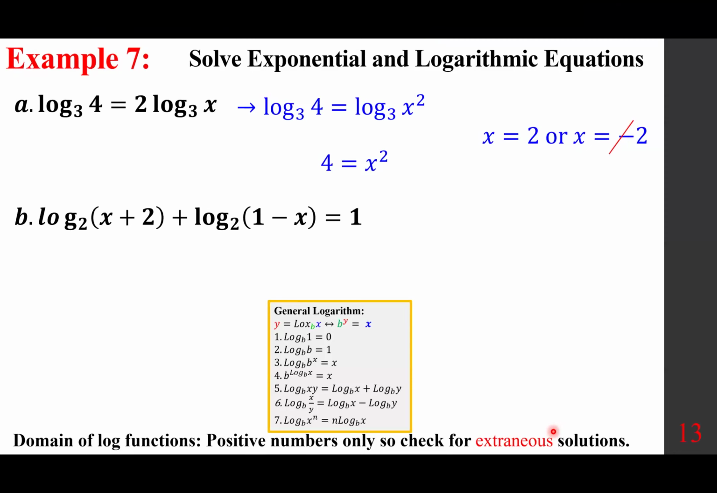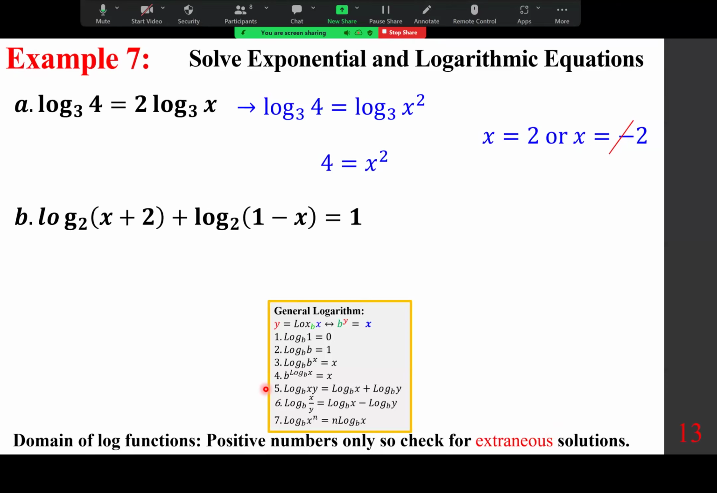What about this one? Again, on the left side, we have a bunch of logs, and on the right side, we have a number. So we are going to combine the left side into a single log using the product rule. Why the product rule? Because it's a plus sign. So log base 2 of the product of these two, x plus 2 times 1 minus x equals 1. And now we can go with the definition of a log.